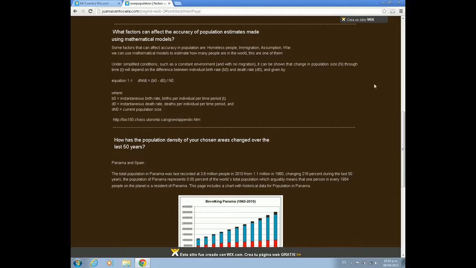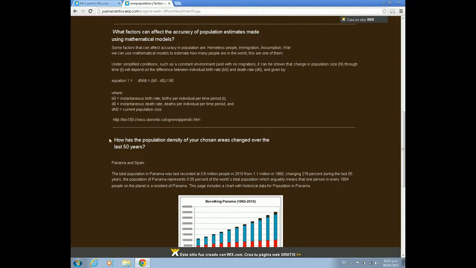how scientists can approximate the population with mathematical models. So they use formulas to know how much the population grows or goes down. So here, with these variables, we can find it with the formula.